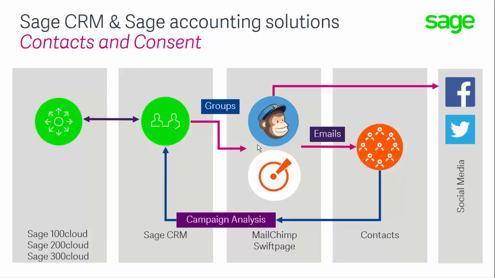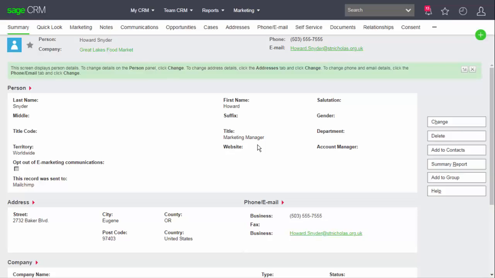So if I go to something like a person summary screen, and this happens to be the summary screen for a contact in Sage CRM, you can see that the contact has been sent to MailChimp. This field is either going to display null, MailChimp, SwiftPage, or SwiftPage and MailChimp. The information is also shown at the level of the company, and this feature will be added for leads in Sage CRM 2018 R3.